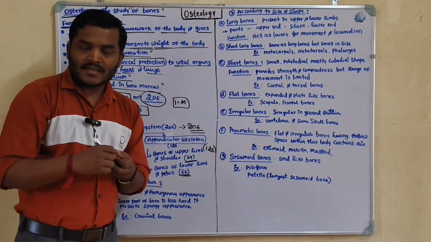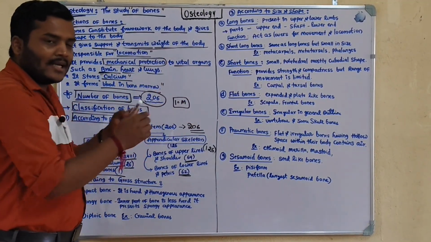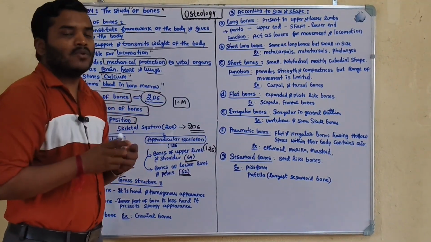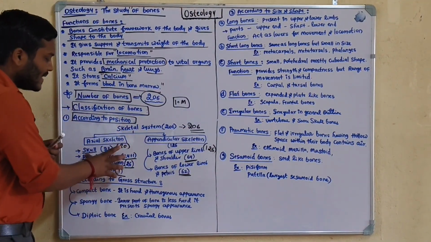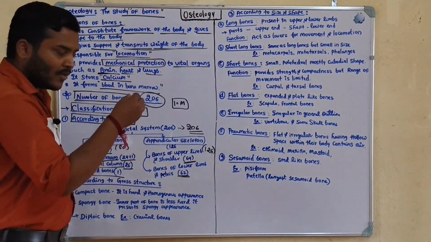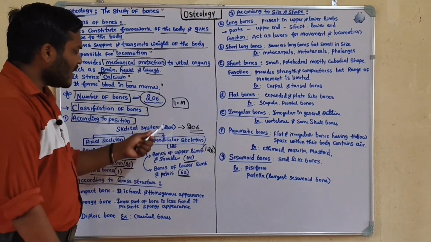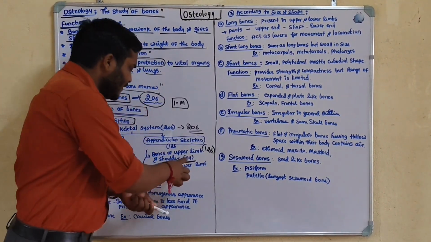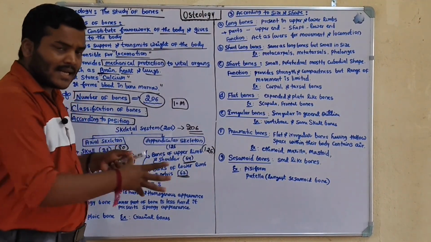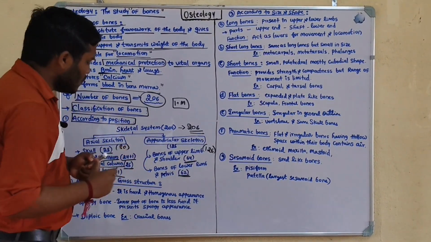We divide the skeletal system into two types: axial skeleton and appendicular skeleton. In axial skeleton, total 80 bones are there. In appendicular skeleton, 126 bones are there. Among the axial skeleton's 80, the skull has 28, ribs and sternum 25, vertebral column 26 and hyoid bone 1, and in appendicular skeleton, upper limbs and shoulder have 64 bones and lower limb and pelvis have 62 bones. This is the classification of bones according to position.